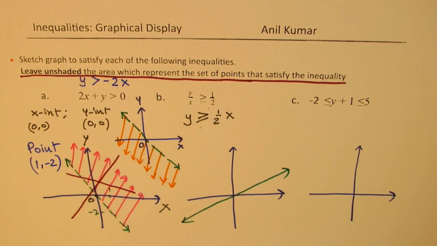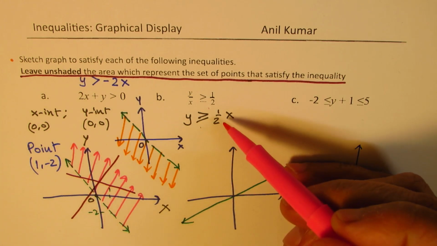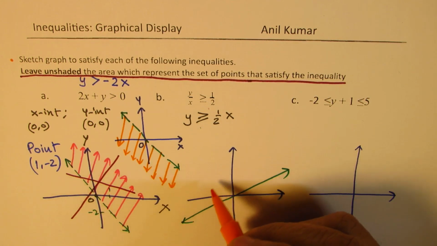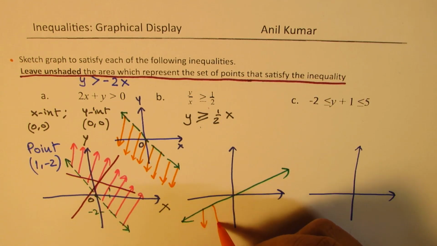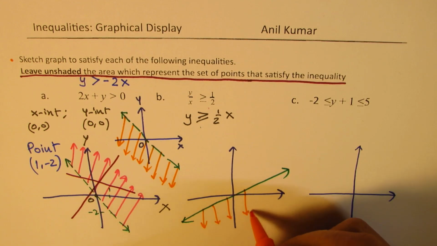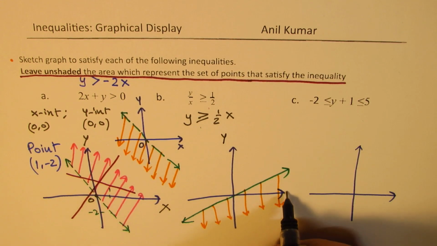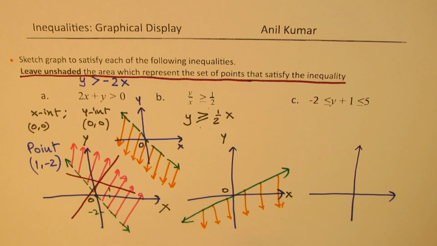Since greater than or equal to is there, and we are looking for a solution where y is greater than, what are we going to shade? We are going to shade the portion which is not part of the solution. Does it make sense to you now? So that is how you have to do these questions. Clear? Very important, right?